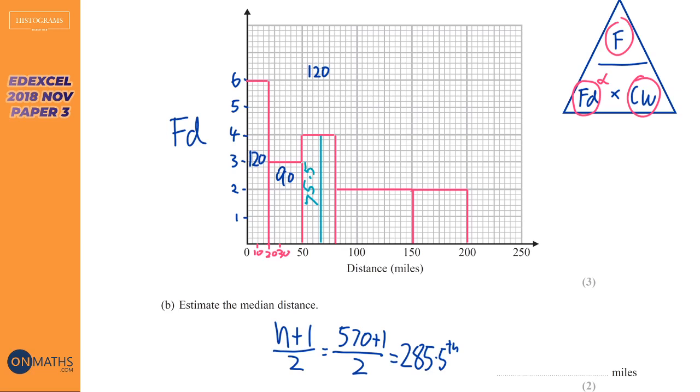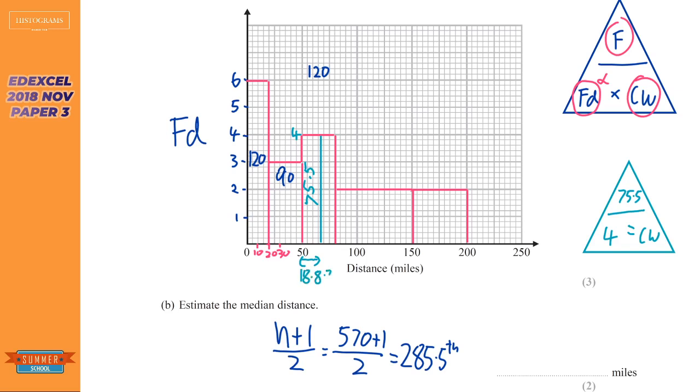Now, interesting enough, we know the frequency density as well. So we've got the frequency we want, we've got the frequency density we want, and what we can do is work out this class width here just by using that triangle. So, looking at the triangle, we've got the frequency, which is 75.5, that's the frequency we want. We're looking for the class width, okay, and we've got the frequency density. Now the frequency density is 4. So to work out the class width, all we need to do is 75.5 divided by 4, which gives us 18.875. So I'm just going to write that here, 18.875. Okay, remember that's the class width, it's not the distance.